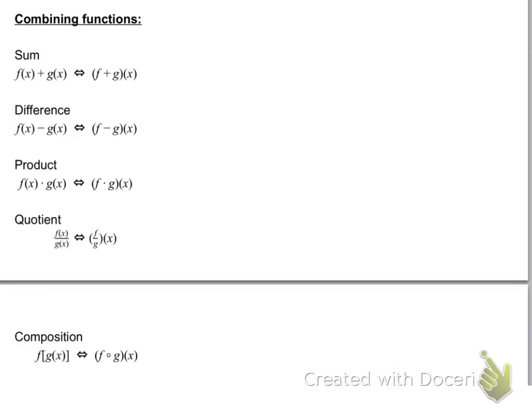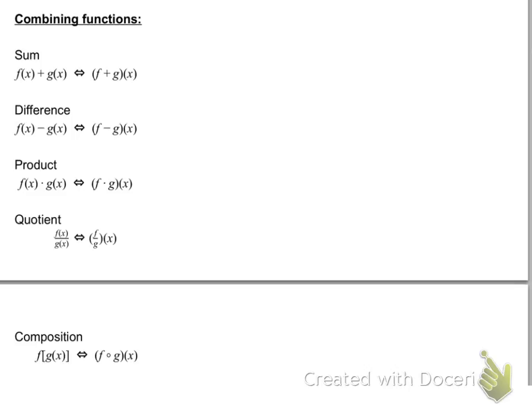Same thing with the difference. The difference between the sum and the difference is that when I'm subtracting, grouping symbols or parentheses are extremely important. Because if there's a negative outside of parentheses, what are you supposed to do with it? Distribute the negative before you add them all up. So be very careful.